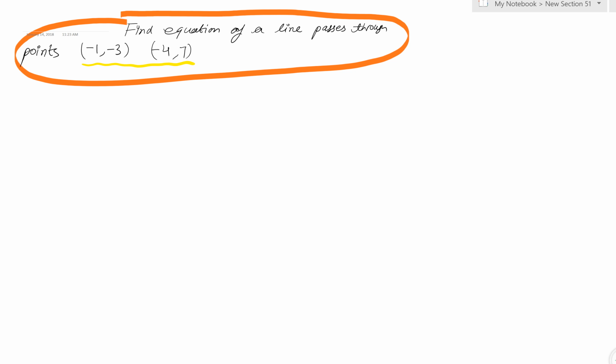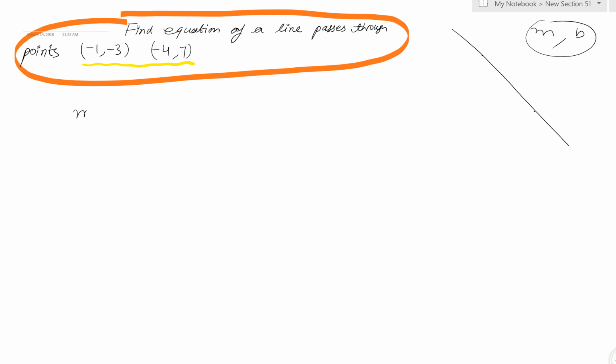So the equation of a line passing through these 2 points, some random line we have there, and there are 2 points on the line, and we have to find the equation. So for the equation, what do we find? The slope m and the y-intercept of the line, b. So these 2 things we have to figure out.